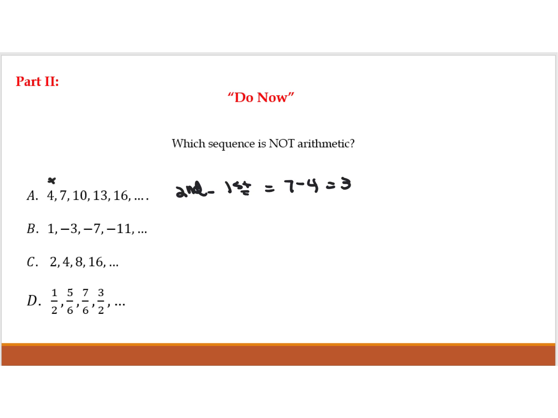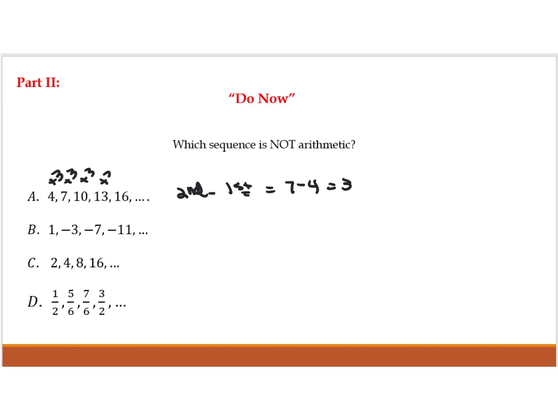4 plus 3 is equal to 7. 7 plus 3 is equal to 10. 10 plus 3 is equal to 13. 13 plus 3 is 16. Therefore, A is arithmetic. And I'm going to do the same thing on each part.